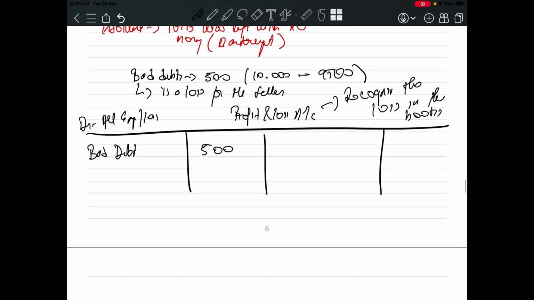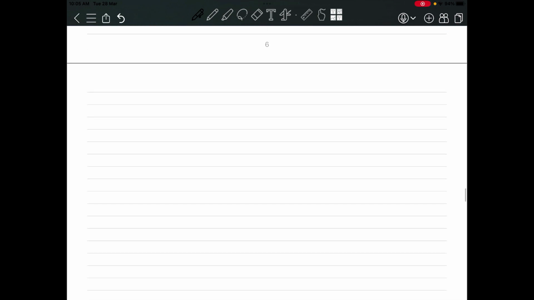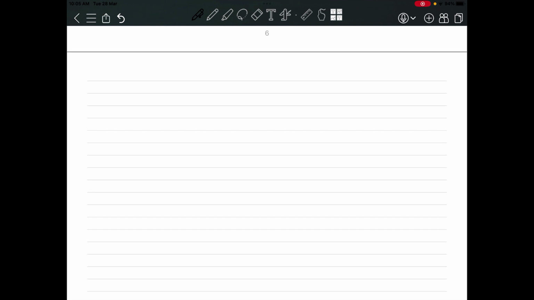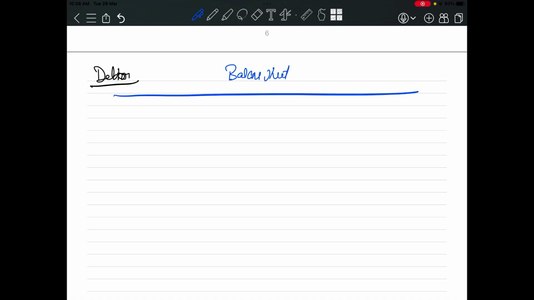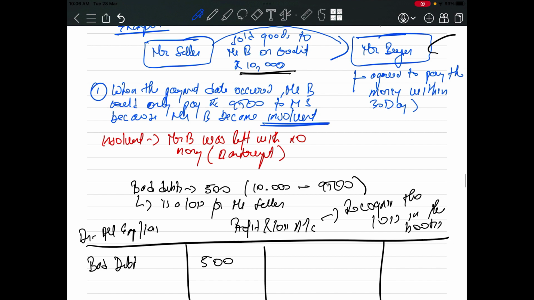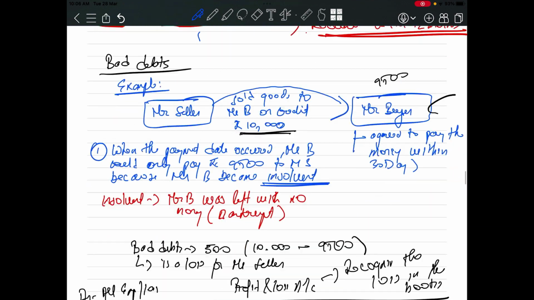Now let's go back to debtors. How will you record this data in your books of accounts? When you prepare your balance sheet, this will be your fixed asset, this will be your current asset. Under current assets you will record your data. I hope the concept of bad debts and debtors is clear to you.